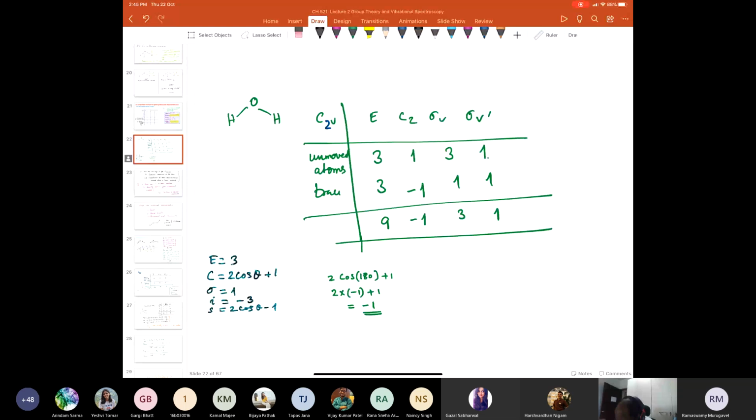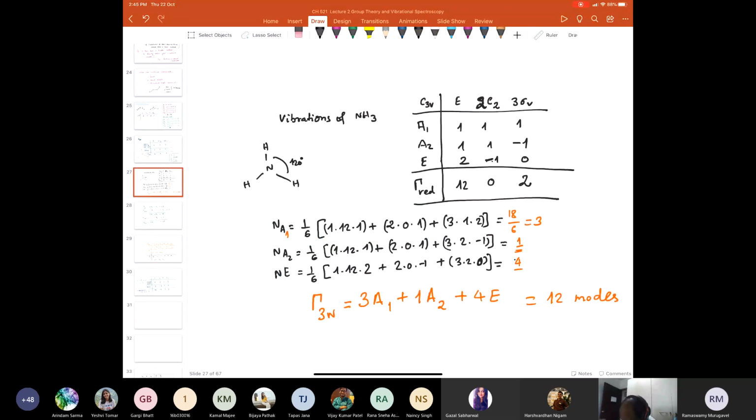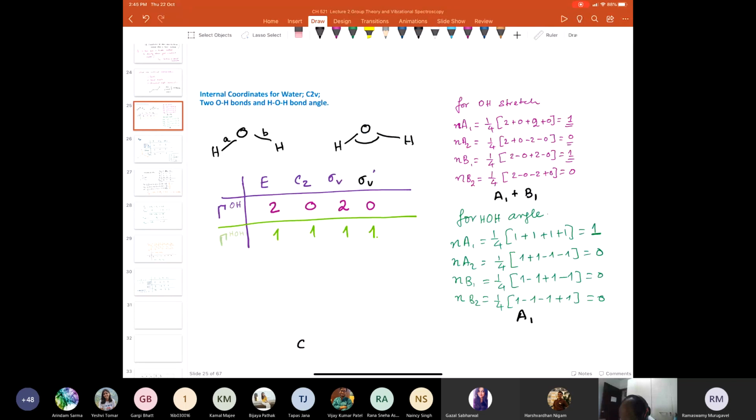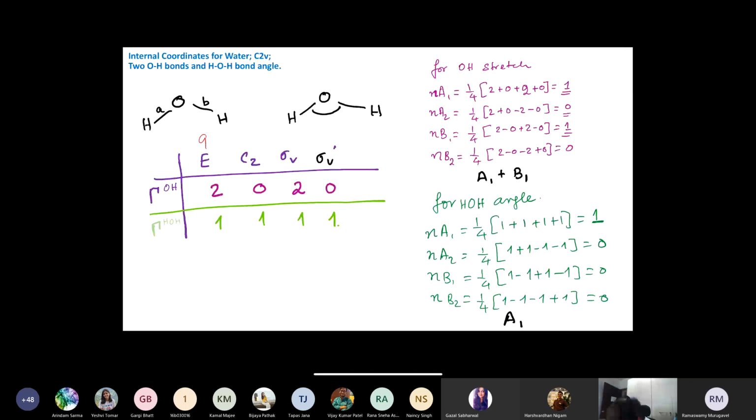Yeah, 9, -1, 3 and 1. So why should you worry about this total Cartesian coordinates? I can only worry about the internal coordinates. So I said I have 2 bonds. That's bond a and bond b, small a, small b. I can now only do the operations about these 2 bonds. When you do the identity operation, the 2 bonds remain where they are. So you can simply put 2.